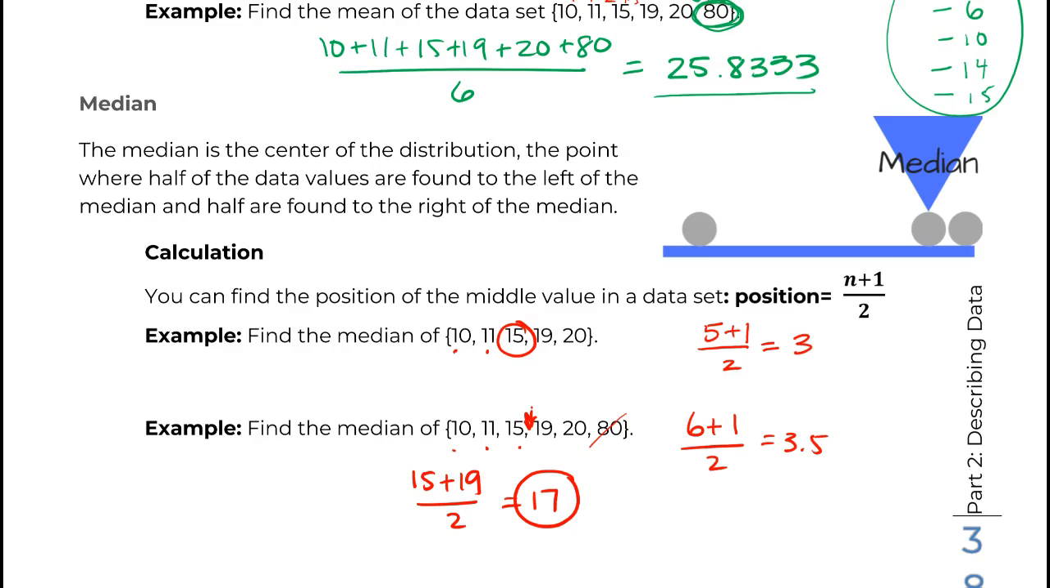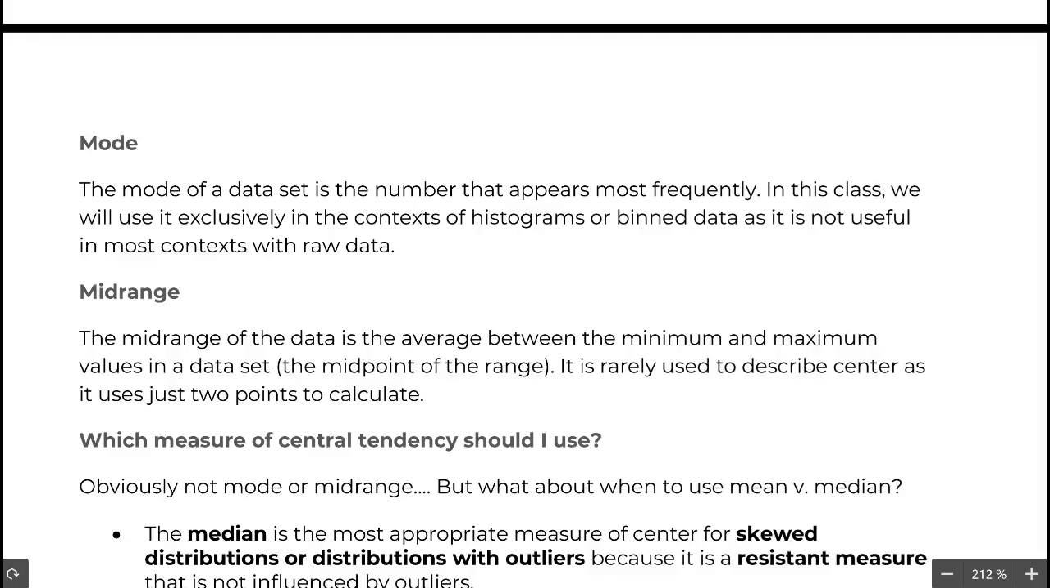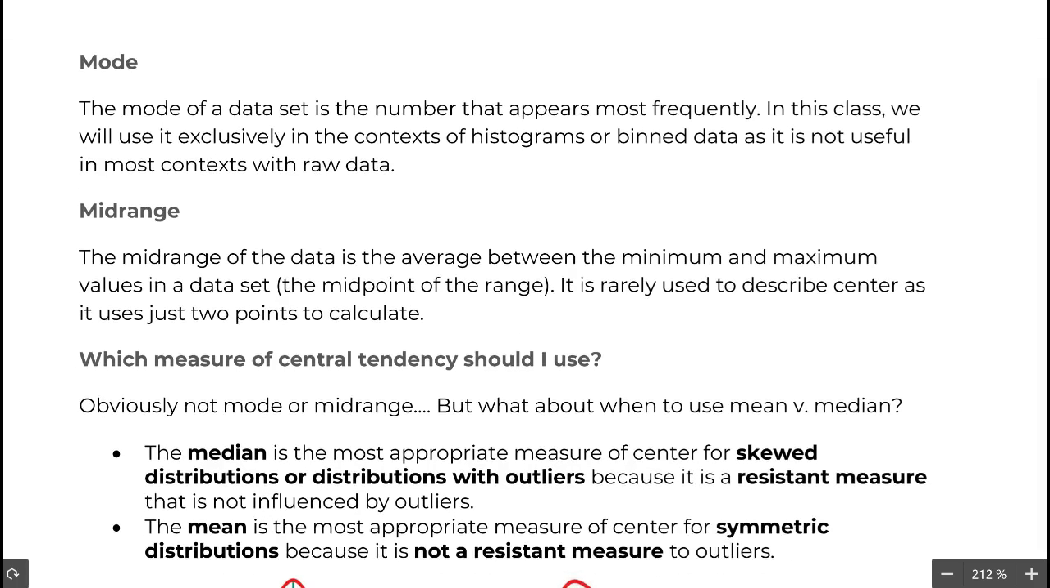So we got the last 2 measures, the silly ones, that I'll just quickly describe, but these are never going to be the right answer. Mode is the thing that occurs most often in our data set. This is pretty useful in our class only when we're talking about histograms or bin data, right? Then it's useful to look at.